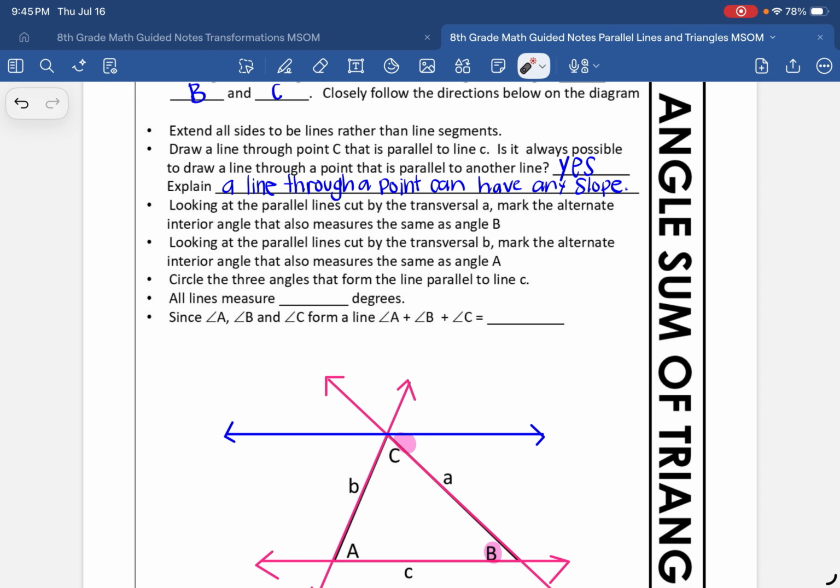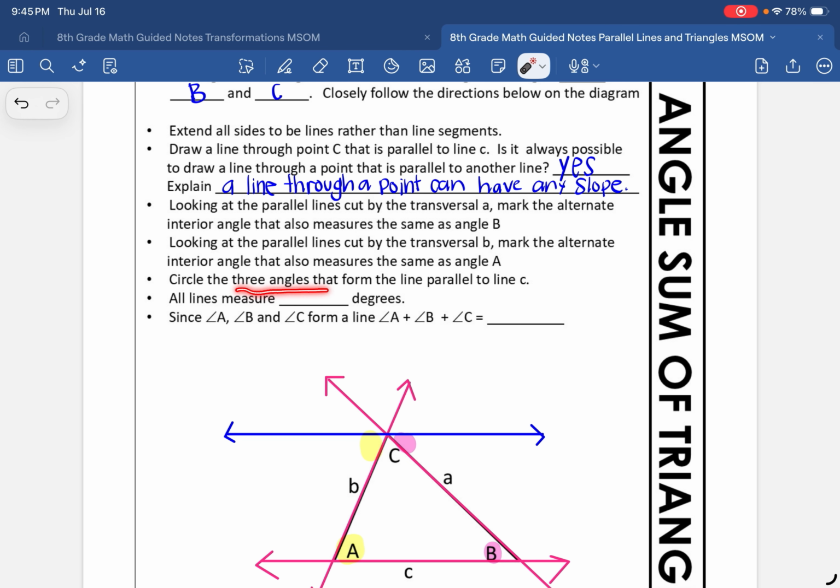Looking at the parallel lines cut by the transversal little b, mark the alternate interior angle that also measures the same as angle A. So now we're going to look at the parallel lines with this as the transversal. Angle A right here, the alternate interior angle would be this angle right there.